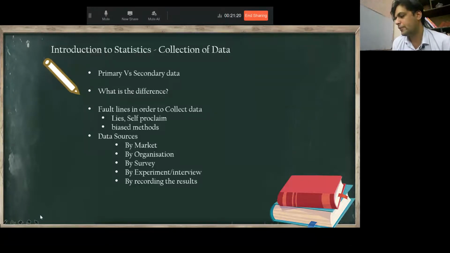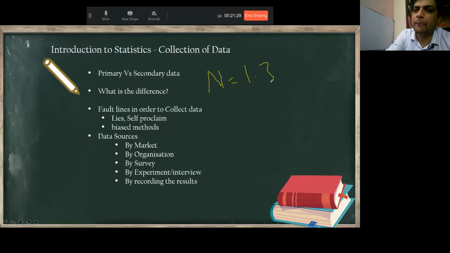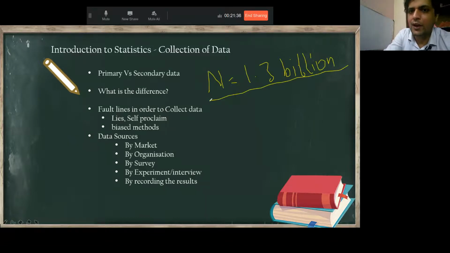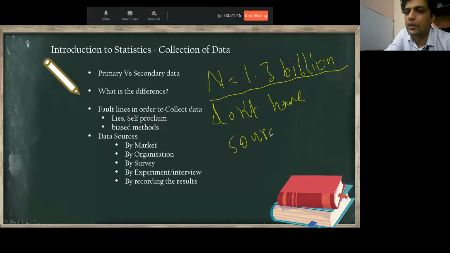If population size is too big, then we go for samples. Let's say we have a population of 1.3 billion. That's the population of China, right? Now we don't have the sources to collect the data from 1.3 billion. So what we can do is take a sample from how many counties in China? I think there are some 100-something counties. I don't know. So you can collect 10 or 100 data points from anything.